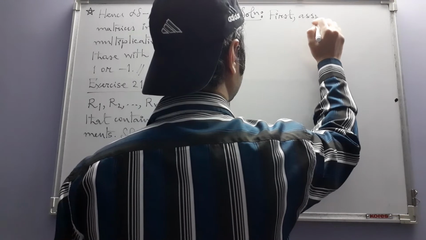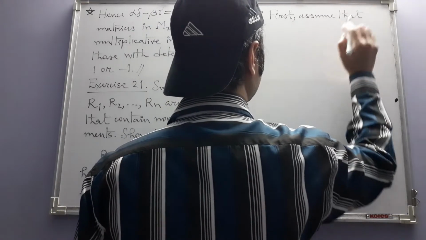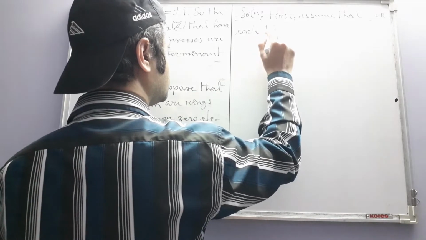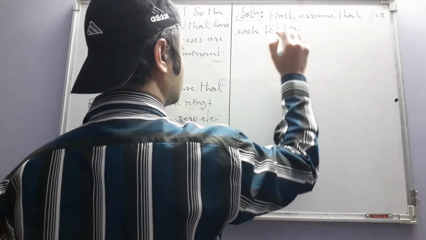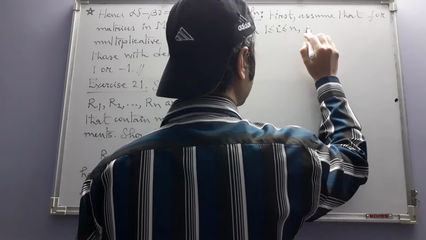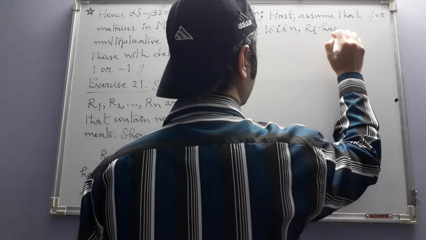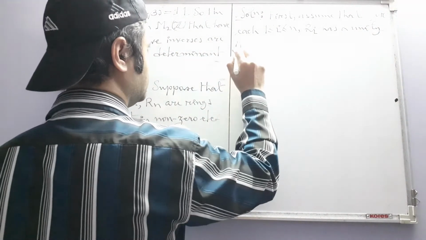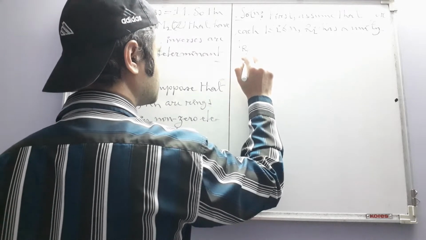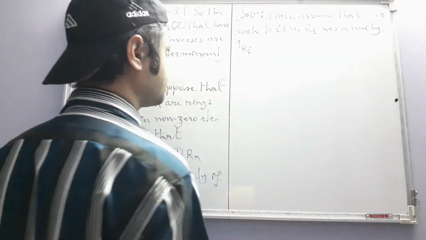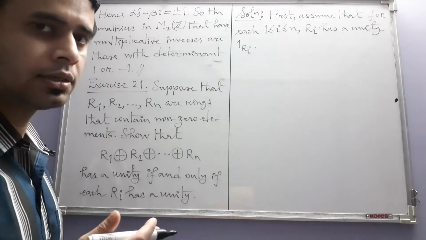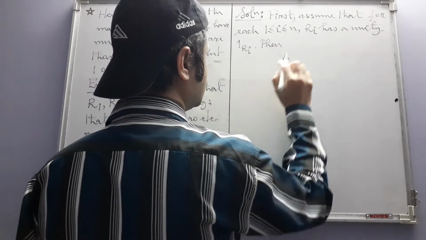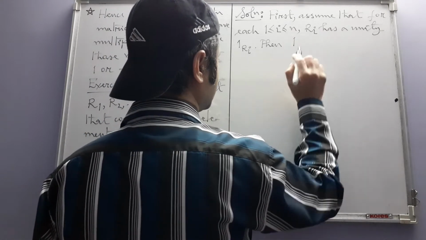First, assume that for each i between 1 and n, the ring Ri has a unity. We also denote it by this symbol, 1 suffix Ri. It denotes the unity in the ring Ri. Then consider this element.